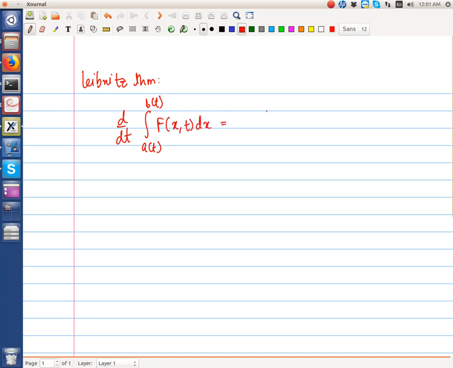So from undergraduate calculus we know that this is equal to the integral over a to b of del f del t dx, plus f at b times db dt, minus f at a times dA dt.